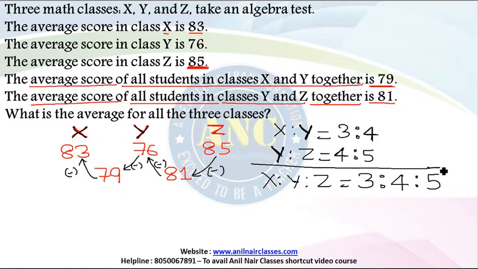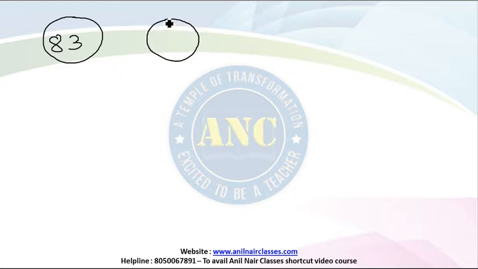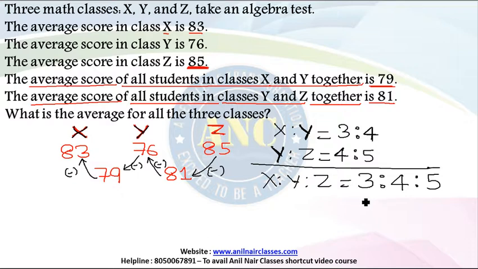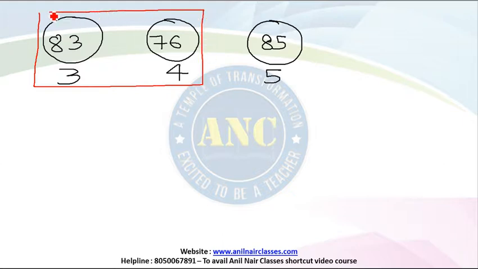Z value is 5. That means in simple language, average score of X is given in the question as 83. Average score of Y is given as 76. Average score of class Z is given as 85. And 3 is to 4 is to 5 is the ratio of number of students who are present in classes X, Y and Z. You already have learnt this way of finding the average in your mixtures topic, wherein two parameters taken at a time, you can solve it very easily. The same logic I will implement, sir.